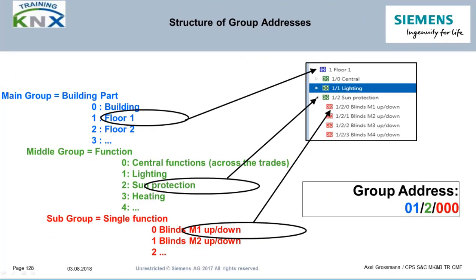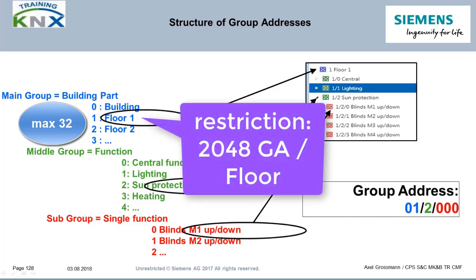Structure of group addresses. If group addresses are used in the three-level format, there is a certain recommendation how the structure should look like. It is of course not mandatory. Because there are up to 32 main groups, they shall correspond to the floors of the building, starting with 1 for the lowest floor. Therefore, up to 31 floors can be distinguished. Main group 0 shall be designated for global functions, used for the whole building. The restriction is, the maximum of group addresses for one floor is 2048.